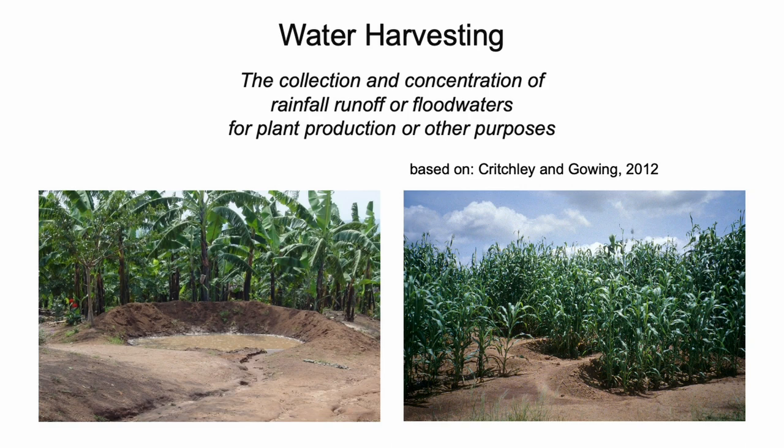Water harvesting is defined as the collection and concentration of rainfall runoff or floodwaters for plant production or other purposes. This is effective sustainable land management for dry areas, which combines production with conservation. There's huge potential for increases in yields as well as reliability of production, and that's a form of resilience.